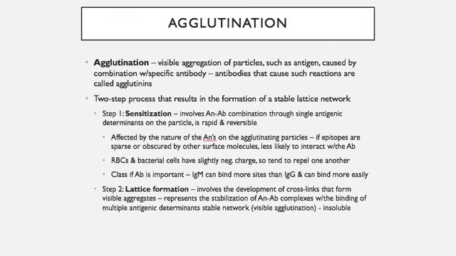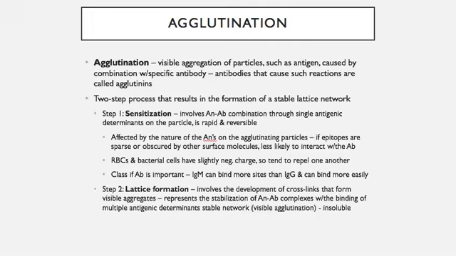Okay, and then the agglutination reaction. This is visible aggregation of particles, such as antigen, caused by a combination with the specific antibody. Antibodies that cause these types of reactions are called agglutinins. This is a 2-step process, and again, we've talked about this process before. It's a 2-step process that results in the formation of a stable lattice network.